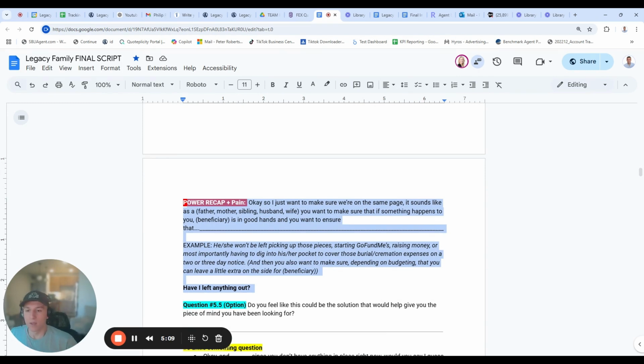Okay, so recap. So I just want to make sure that we're on the same page, Miss Betty. It sounds like to me as a mother that you just want to make sure that if something happens to you, that your daughter, Sarah, is in good hands. You want to ensure that she's not stuck with your funeral expenses. You want to ensure that she's not stuck with the $5,000 car payment that's left on your car. And ultimately, you know that she has a family, that she can't afford any of these burial expenses. And you want to do whatever it takes to make sure that your daughter is taken care of and that she's not stuck with these big burdens or these burial expenses and these big debts. And you just want to do whatever you can to make sure she's taken care of. Have I left anything out?